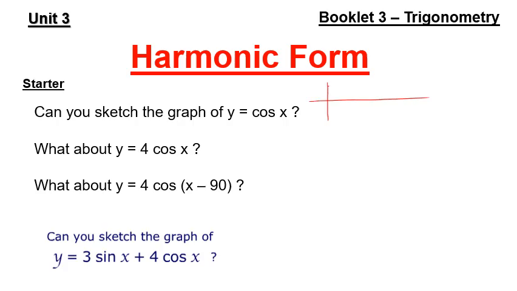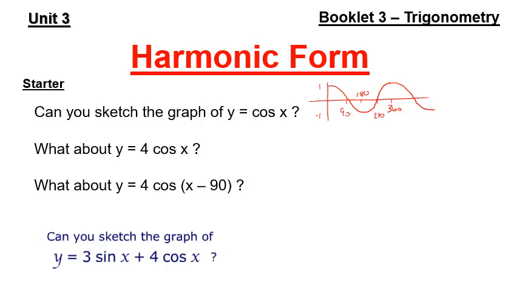The cos graph starts up at 1, goes down to -1, does a full turn in 360 degrees, and obviously it would carry on forever and ever. So you could mark off a couple of important numbers.